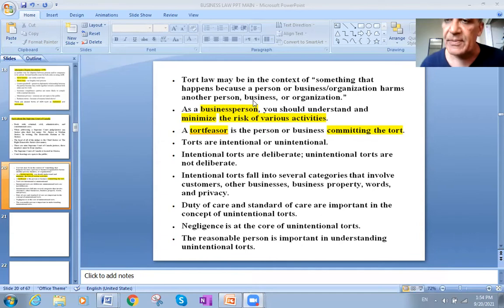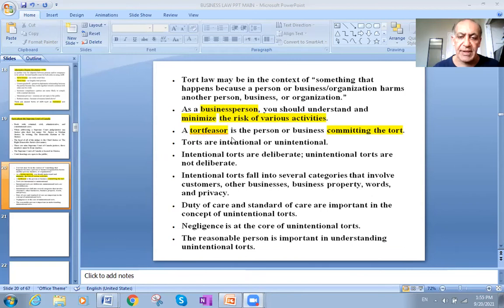So the main purpose of the tort law is the harm. The tort law deals with the harm. As long as there is harm, there must be compensation. Then this is a civil law. As a business person, you should understand and minimize the risk of various activities. So if I am a businessman and I respect the business laws and respect the people, not putting people under risk, so that there will be no harm, then I won't be breaching the tort law.